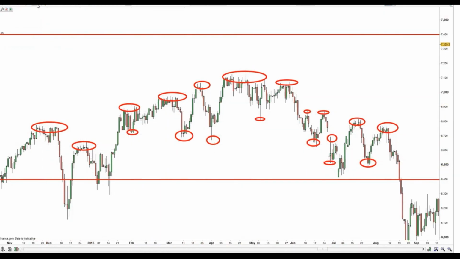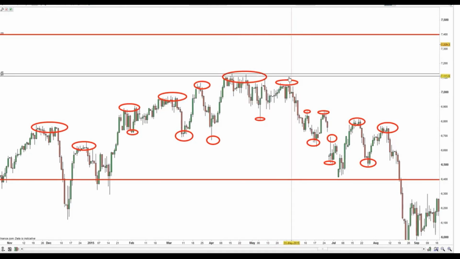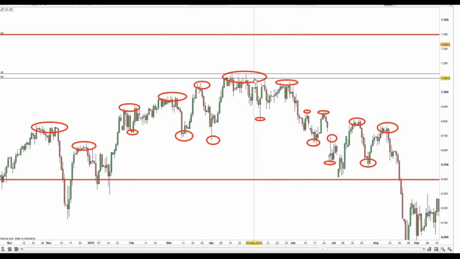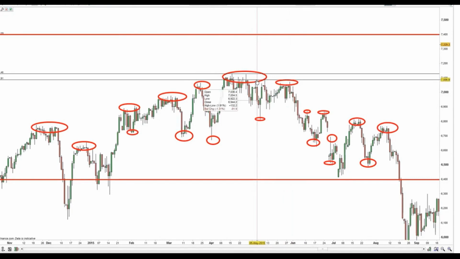Fantastic. Okay, and now to plot the areas, I'm going to take my line tool and I'm going to work my way down the chart until I come to a reaction point. So the first reaction point I come to is this one here. And I want to encapsulate this reaction with the two lines. So I want to take the highest point the reaction occurs, and I want to try and place my line at the lowest point where the reaction occurs. And then once I've done that, I can delete my circle. So here we have our first support and resistance area.